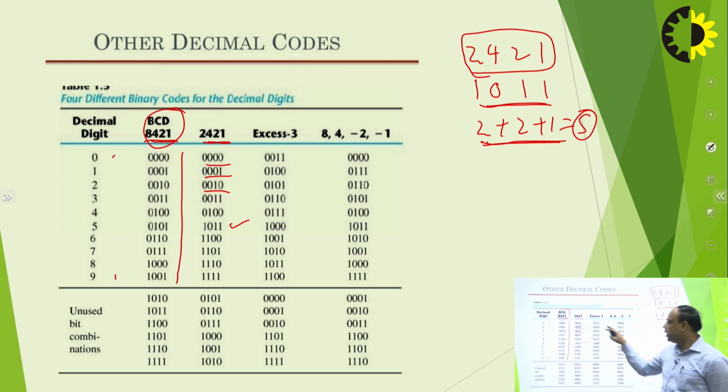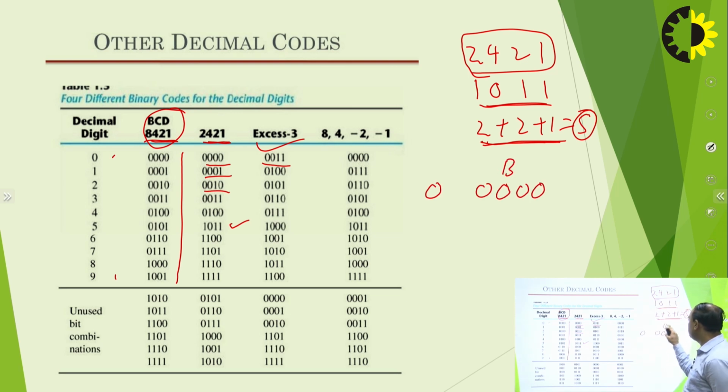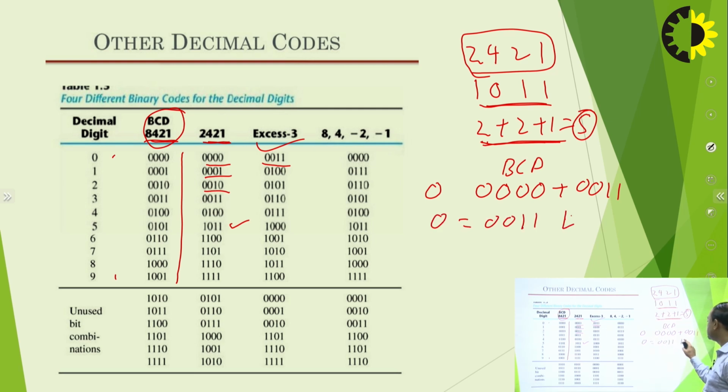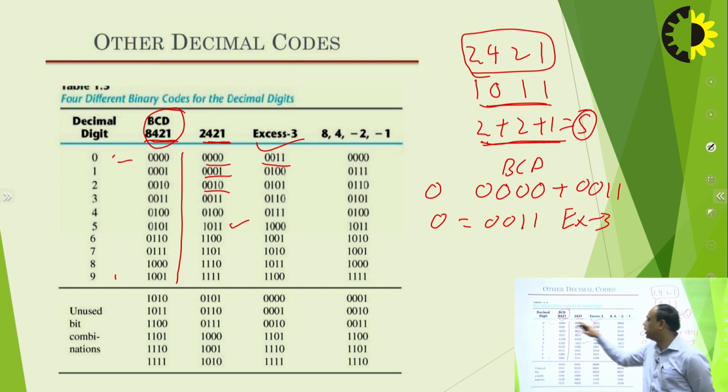Another code which is very useful is the Excess 3 code. In the Excess 3 code, it is excess by 3 compared to the BCD number that already exists. So for the Excess 3 code of 0, first we have to get the BCD code of 0 and then add binary 3 to this, and the result is 0011. This is the Excess 3 code of 0. So for the decimal digit 0, we have Excess 3 equal to 0011.